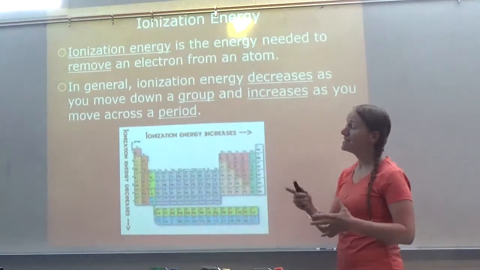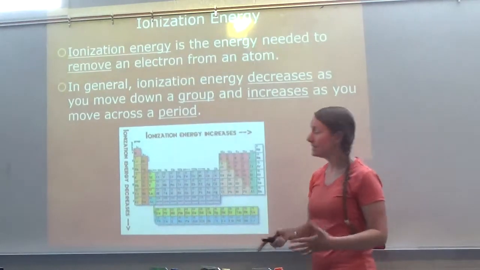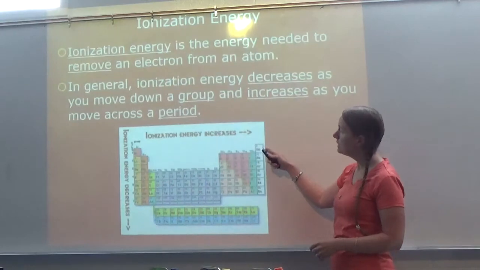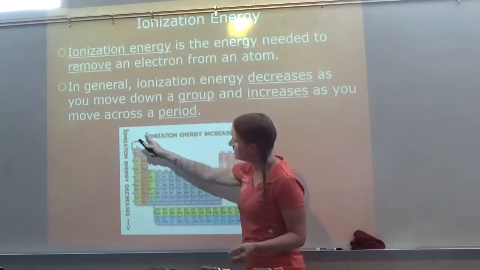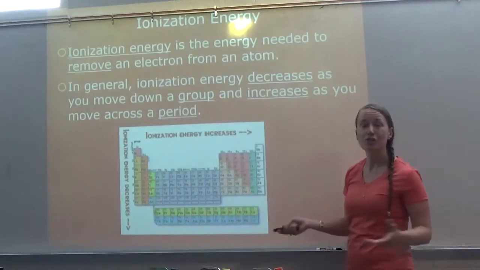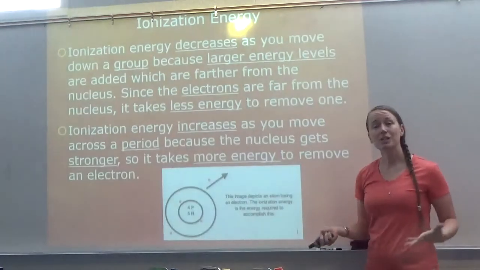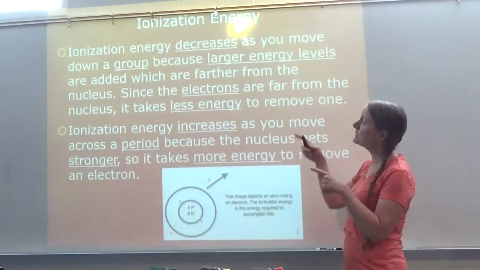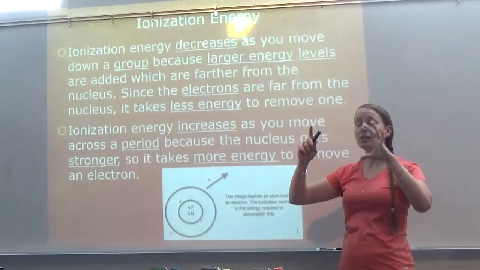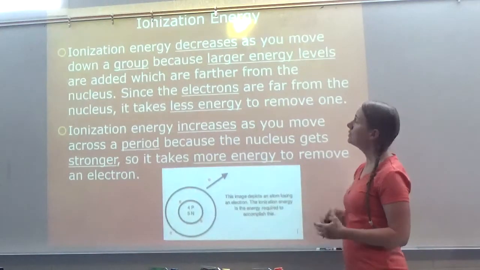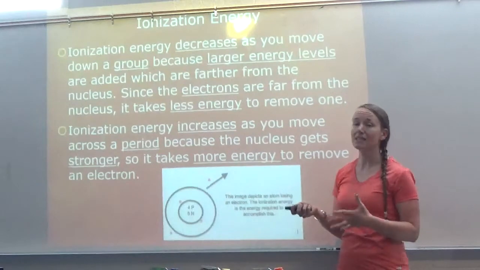In other words, it's the opposite of what atomic radius did. Atomic radius increased going down a group and decreased across a period. Ionization energy decreases as you move down a group and increases across a period. So why does that happen? Well, the explanation is the same as it was for atomic radius. Ionization energy decreases as you move down a group because larger energy levels are added, which are farther from the nucleus. Since the electrons are far from the nucleus, it takes less energy to remove.